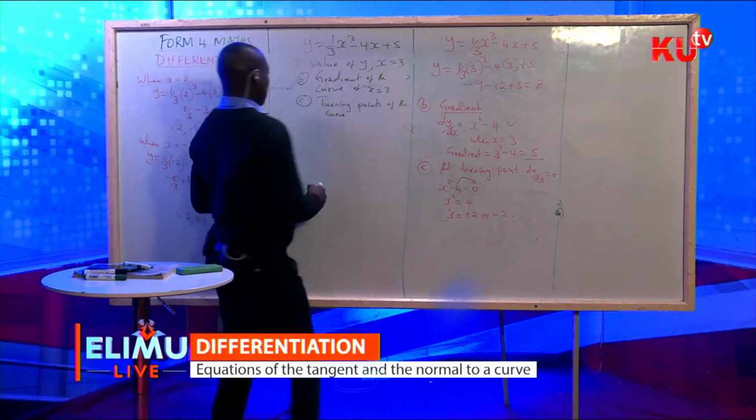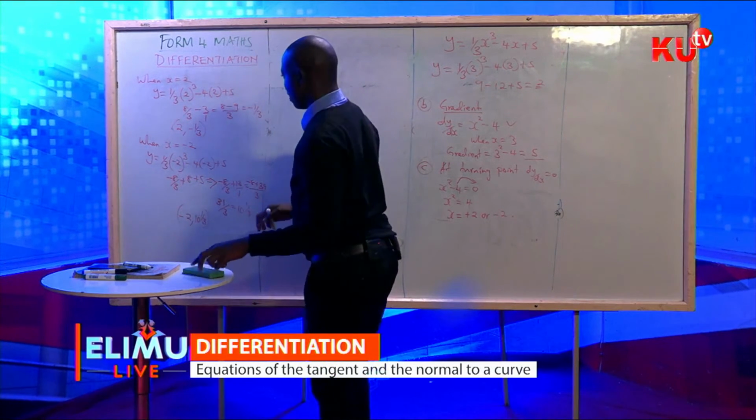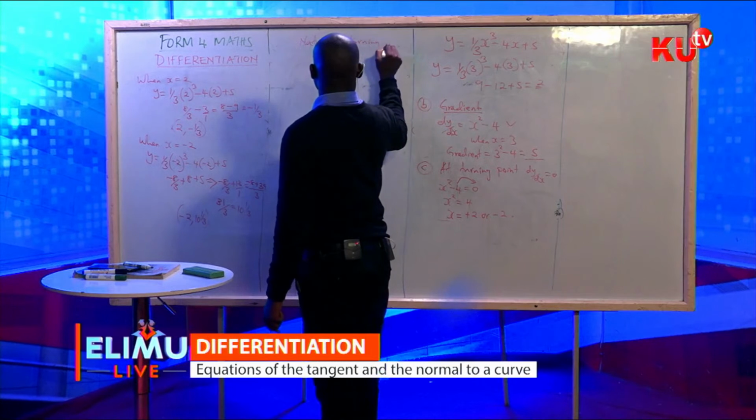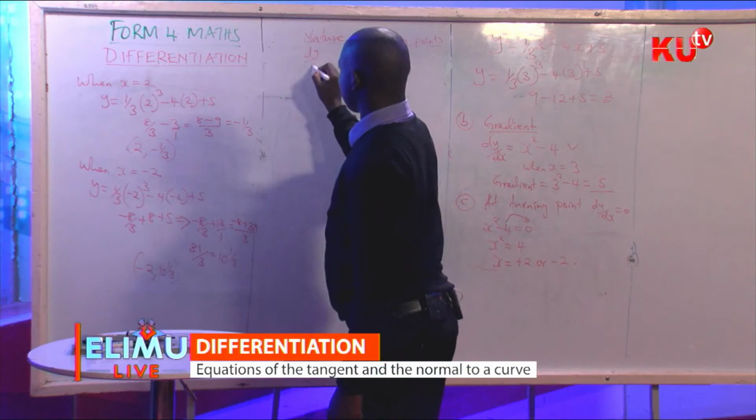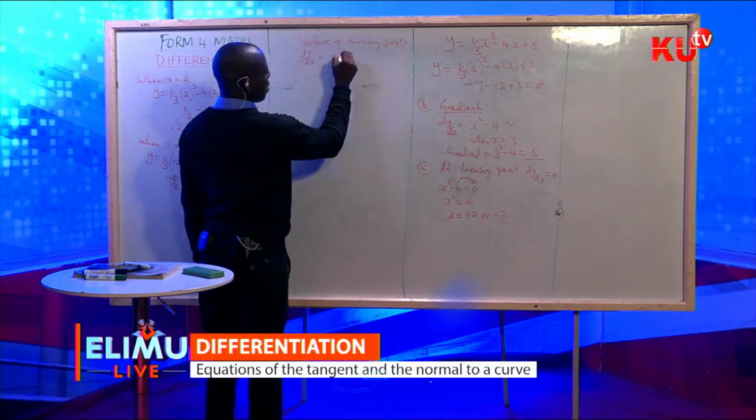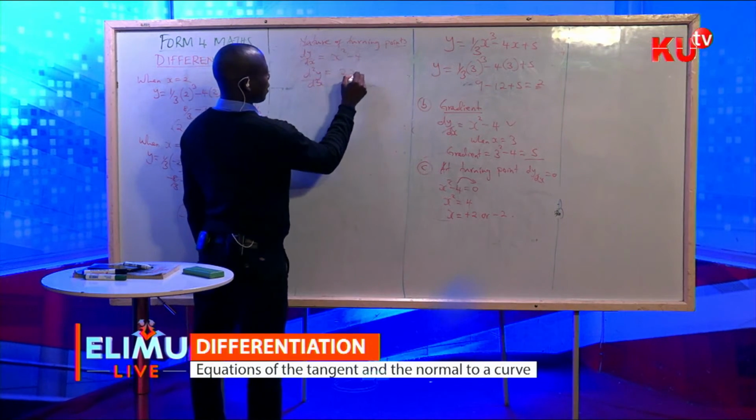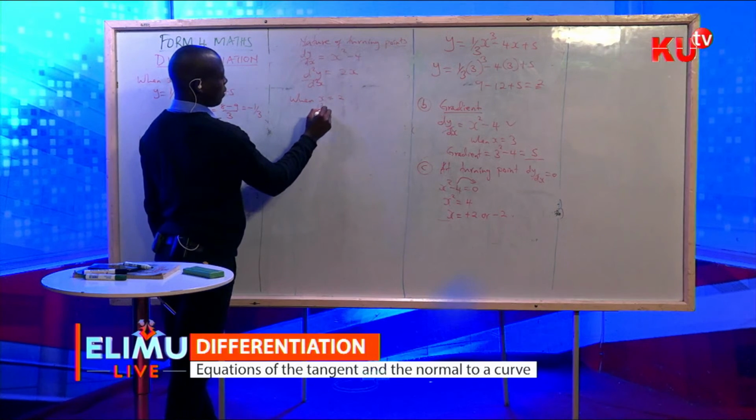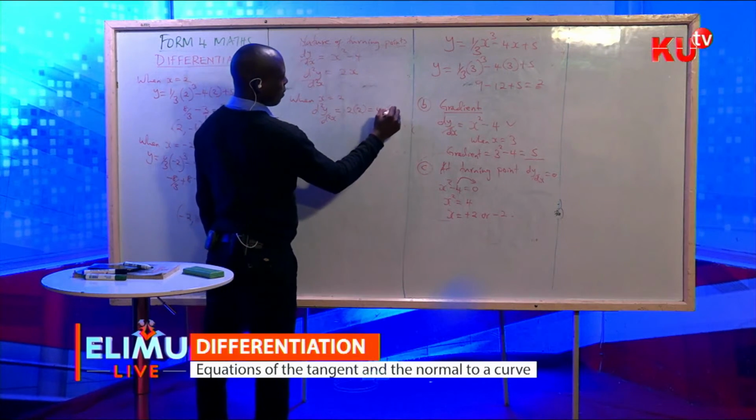And finally, we now get the nature. So how do you get the nature? Nature of turning points. We will take the derivative dy dx, which we obtained as x squared minus 4. And the second derivative will be 2x. So when x is 2, what is the second derivative? The second derivative will be equal to 2 times 2, which is 4, and 4 is positive.